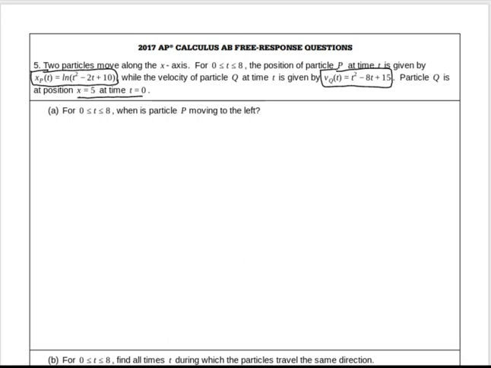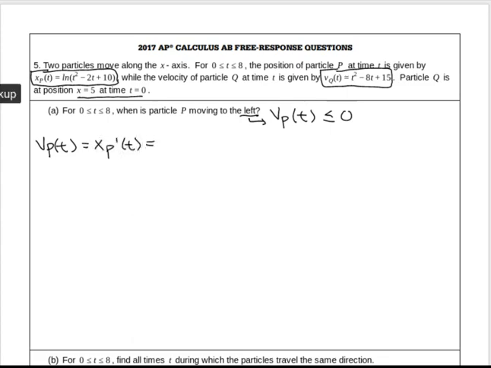So we know that if we're going to be looking for when a particle is moving to the left, we're looking for when the velocity is less than or equal to 0. So we're going to need to find the velocity function and then do a sign analysis to figure out when it's negative. So let's see, we need to take then the derivative of the position function.